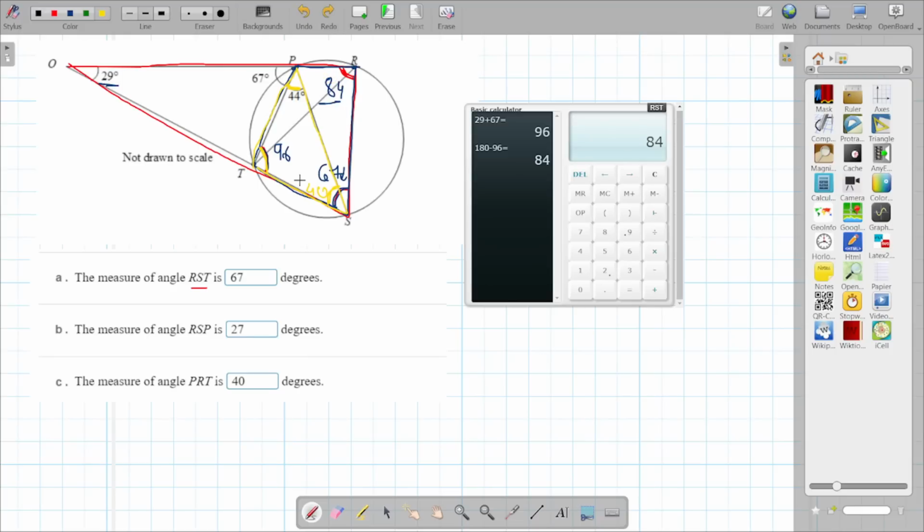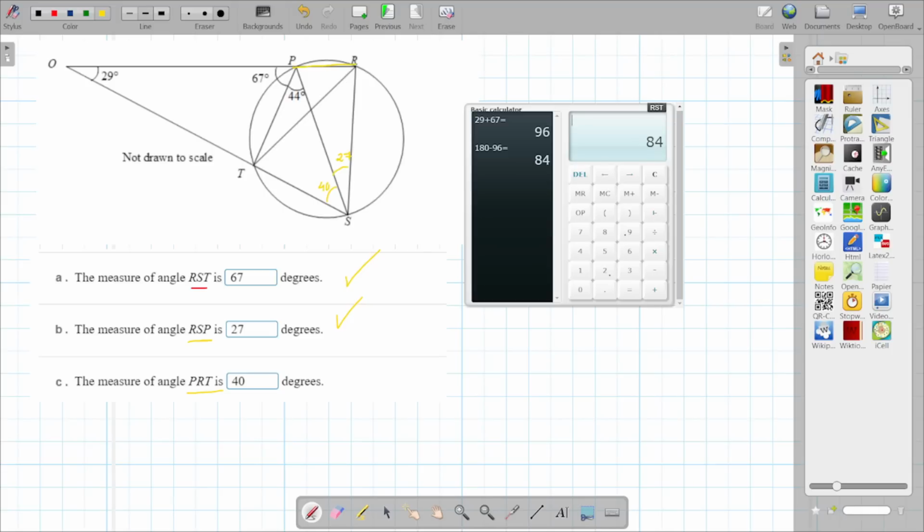After I figure out this is 40, I took a look. They want RSP, so they want this one here. I know the full angle is 67, and this one here is 40. So this angle would just be 67 minus 40, which is going to be 27. So this is going to be 27, and this is 67. Then they want the measure of angle PRT. I'm going to erase this a bit so it's clearer. 67 is the full thing. We got this is 40, and this is 27.